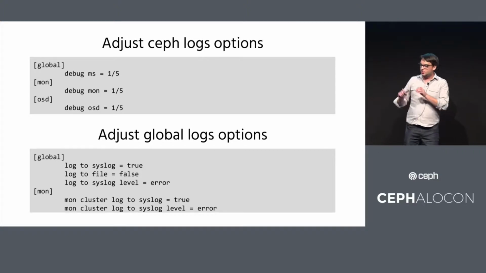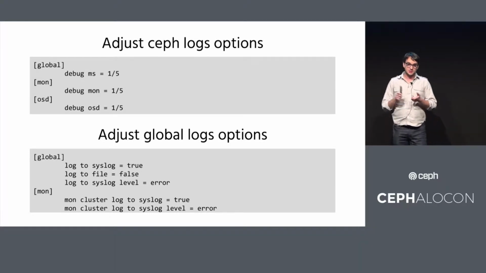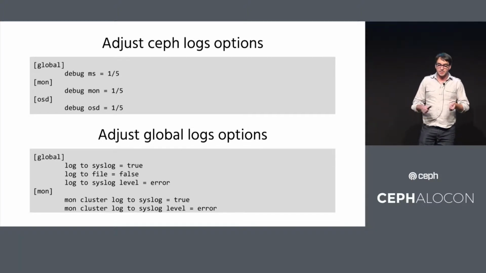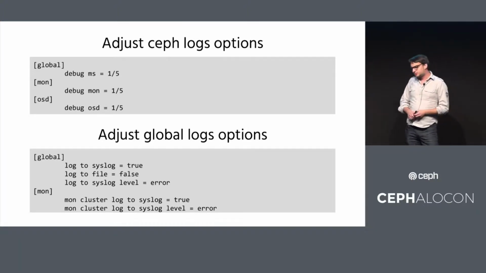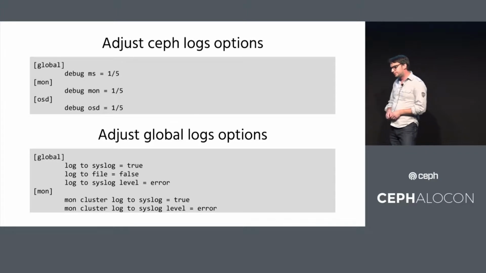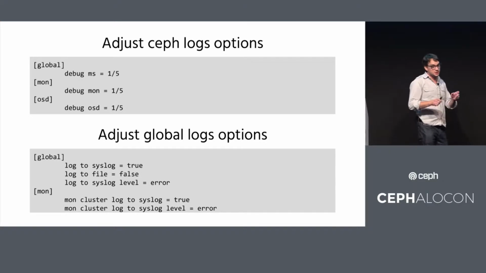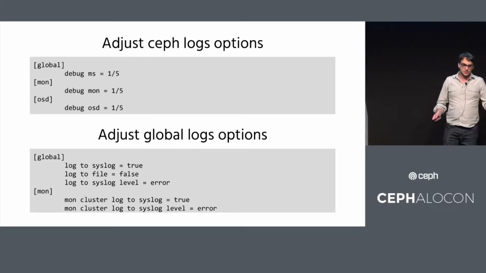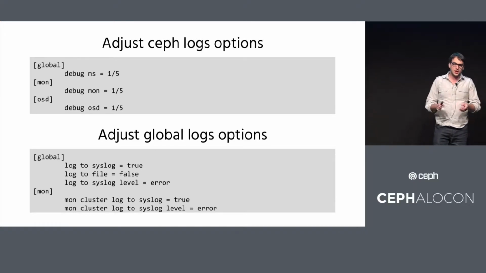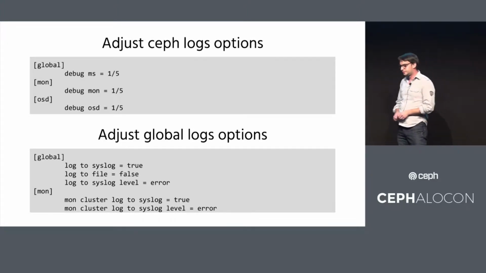Also, you want to configure your global log options. Your global log options are: send the log to syslog, send the log to files. If you send them to syslog, maybe you don't want to send them to files because it's duplicate and uses lost space on your servers. And also, you may want to tune the syslog level that you send to your syslog. Info is the default, but maybe you want only warnings or errors to have more precise information in your log aggregator.